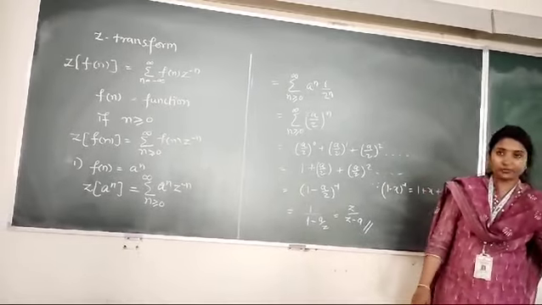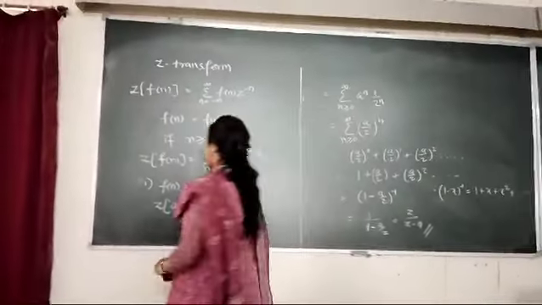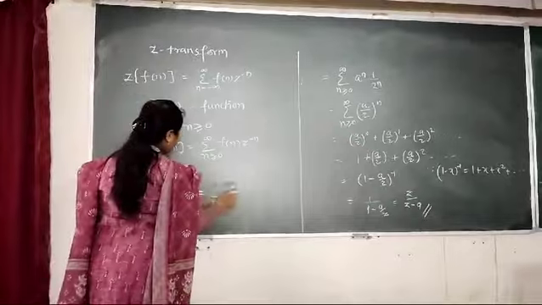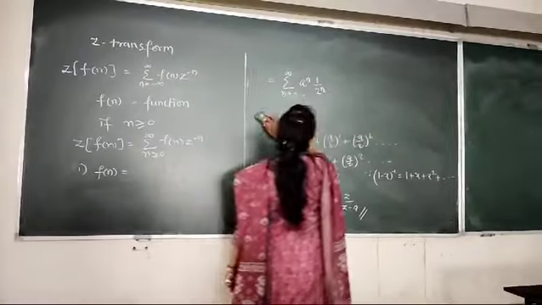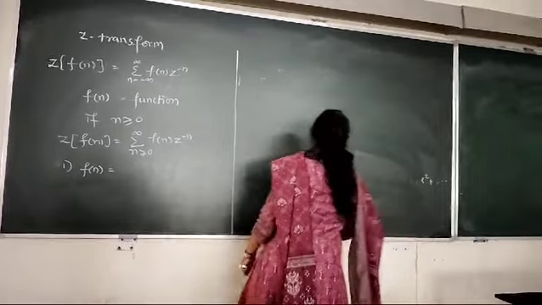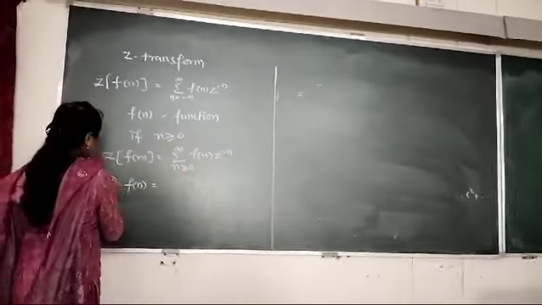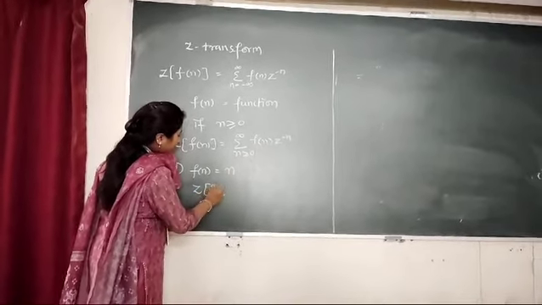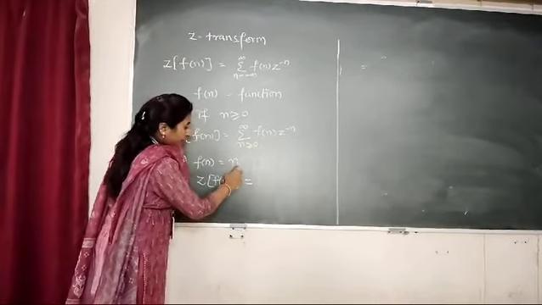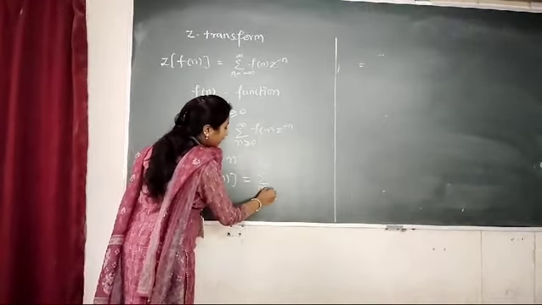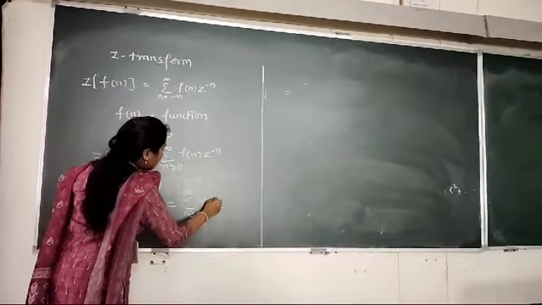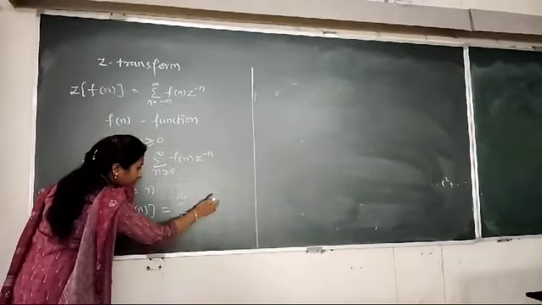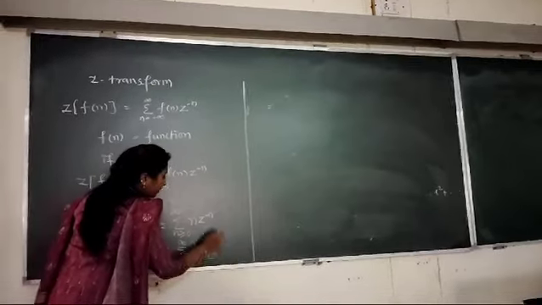The second function we are going to take here is Fn equal to n. Similarly, Z of Fn, in place of Fn we put n, summation n from 0 to infinity of n times z to the minus n. Again, z to the minus n converts to positive power, 1 upon z raised to n.